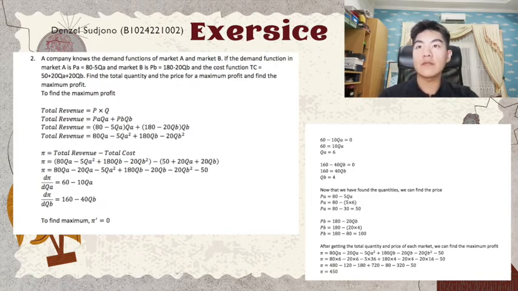Pi equals total revenue minus total cost. Pi equals 80QA minus 5QA squared plus 180QB minus 20QB squared minus (50 plus 20QA plus 20QB), which means pi equals 80QA minus 20QA minus 5QA squared plus 180QB minus 20QB minus 20QB squared minus 50. The derivative of pi with respect to QA equals 60 minus 10QA. The derivative of pi with respect to QB equals 160 minus 40QB.